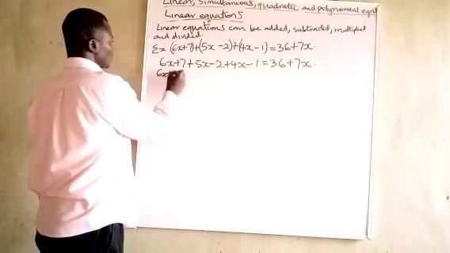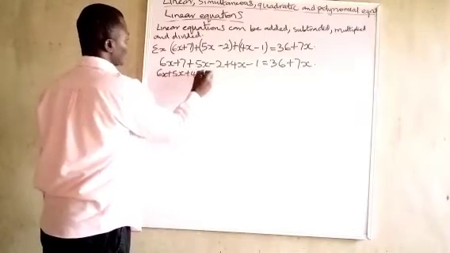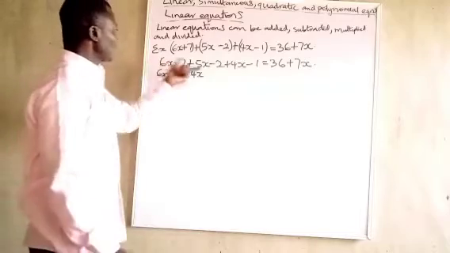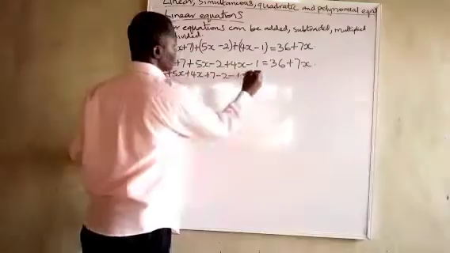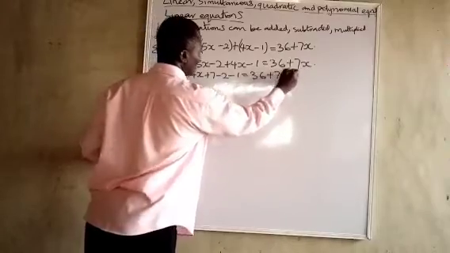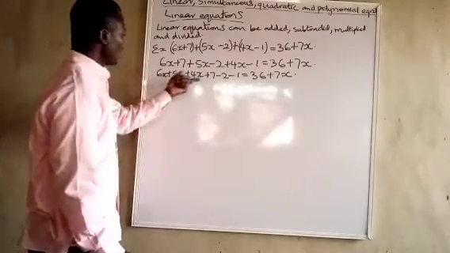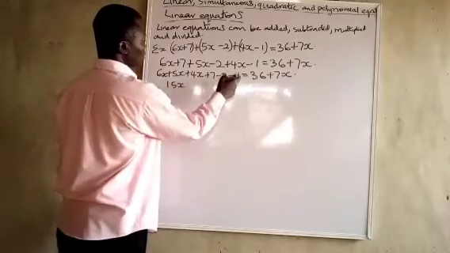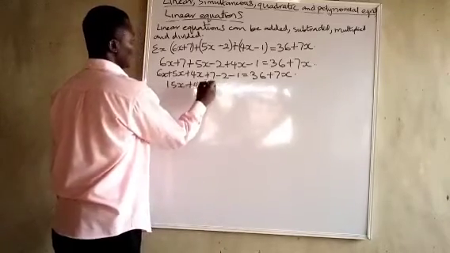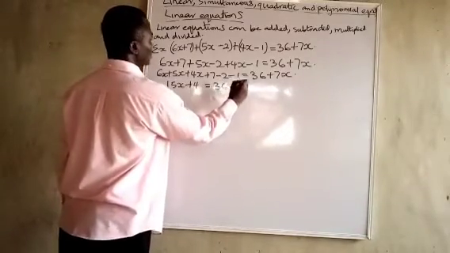6x plus 5x plus 4x. And look at this one, the constant 7 minus 2 minus 1. So we have plus 7 minus 2 minus 1 is equal to 36 plus 7x. Now 6x plus 5x plus 4x, that's 15x. 7 minus 2 minus 1, that is plus 4, is equal to 36 plus 7x.